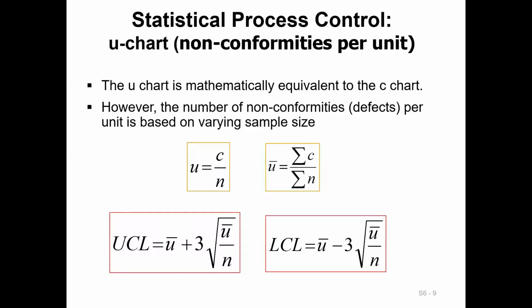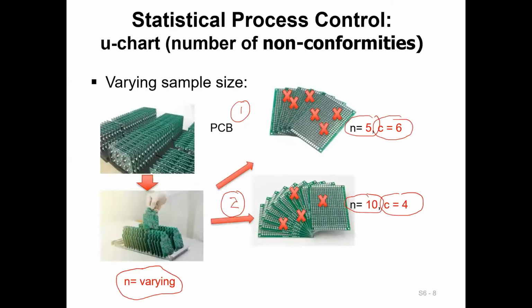So the center line of the U-chart, the thing that students might be confused by is that you try to find U, but U is not here until you have the C. Okay, so the center line of the U-chart is equal to the total number of non-conformities per unit divided by the total number of samples inspected. So in my example earlier on, my total number of non-conformities is C equal to 6 plus 4 equal to 10, and my total number of samples inspected is 15, okay, 10 plus 5.